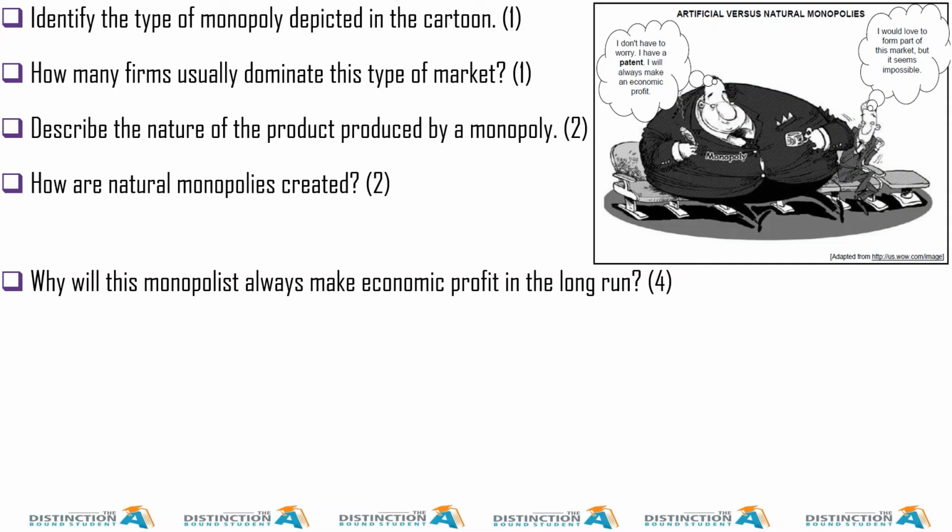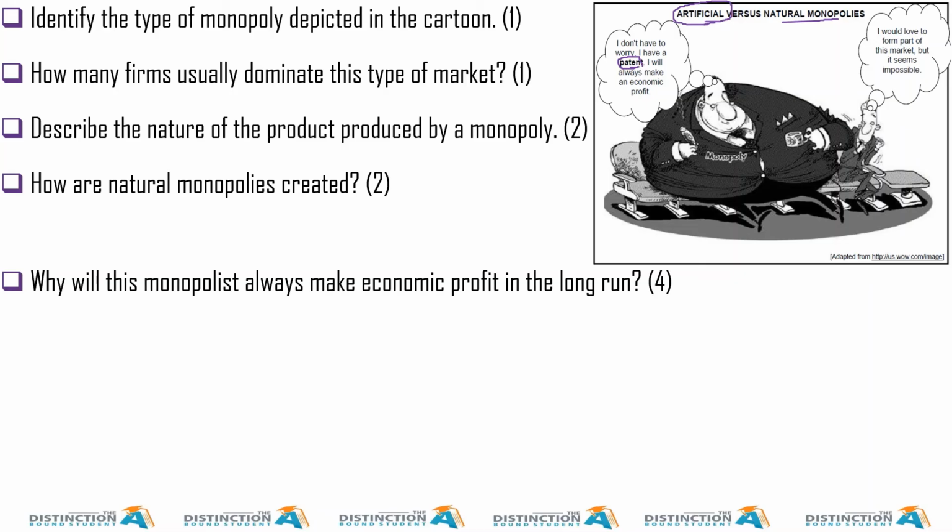All right, the next one is a cartoon. It says, of course, study the cartoon below and answer the questions that follow. We have an artificial versus a natural monopoly. All right, let's read here. I don't have to worry. I have a patent. All right, so obviously if they have a patent, this is artificial, because the patent is giving the firm exclusive rights to make something. Patents work with someone who invents something and then they patent their product, and when they do that, no one else can make whatever it is that you invented.